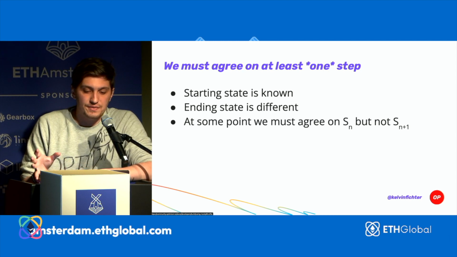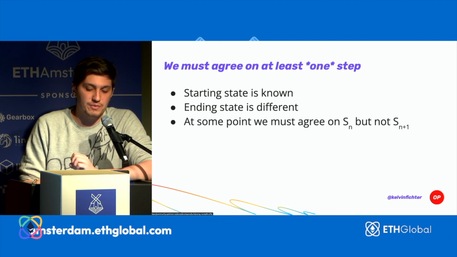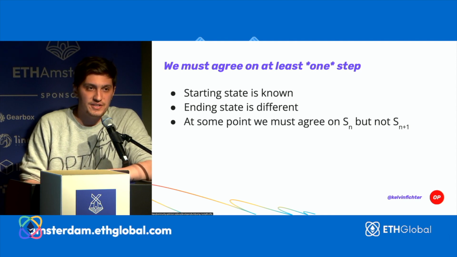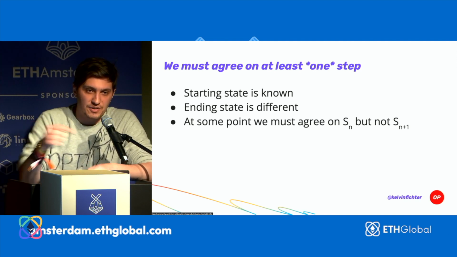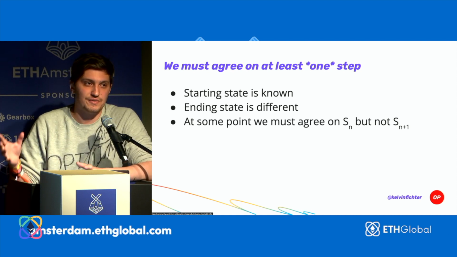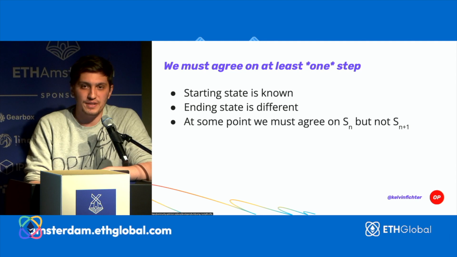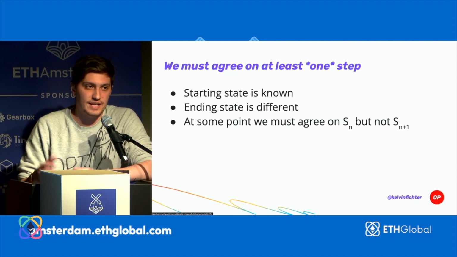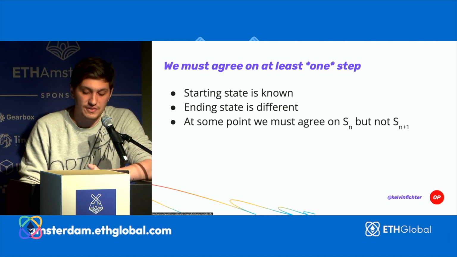And if you think about it, if we agree on the starting state, but we disagree on the ending state, then at some point in the middle, there must be some step where we agree on the previous step, but we disagree on the next one. I could prove it, but it's intuitive. At some point, you got to a point where you disagree.